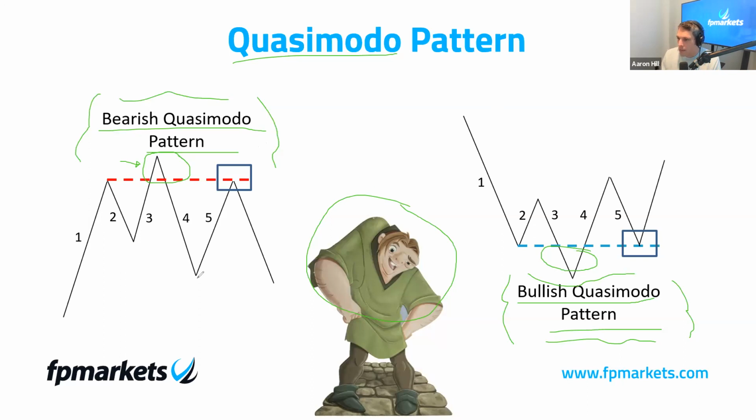I'm going to go into more detail, but just to reiterate what I've said, the Quasimodo pattern is based on 1, 2, 3, 4, 5 legs. Okay, let's remember that going forward. We have a question from Mark.